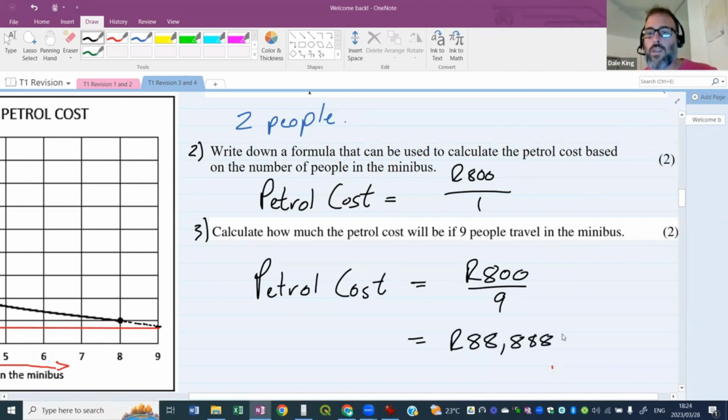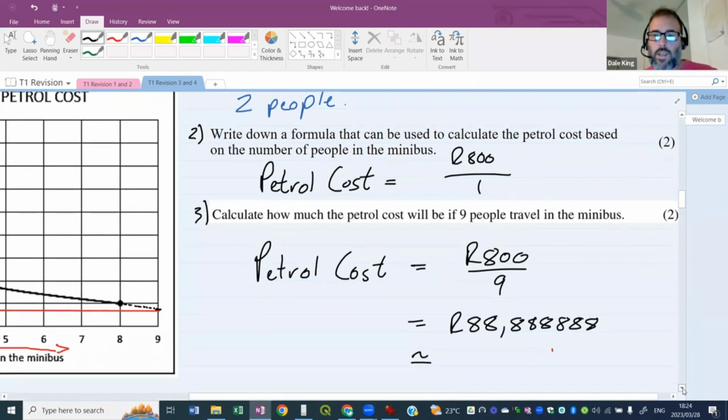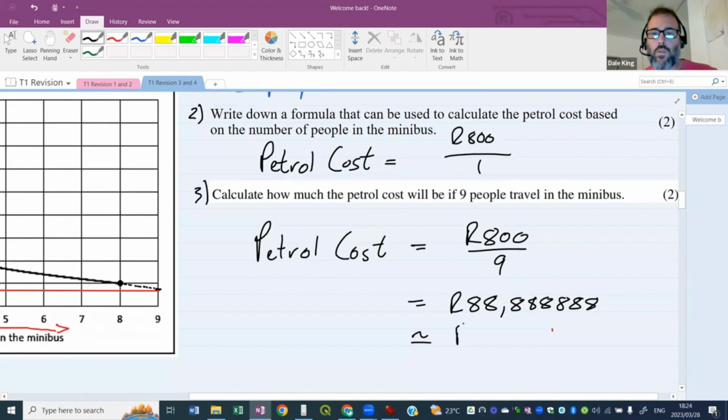Put a whole lot of 8s here. And then I'll show the little funny equal sign that we use to show that we're rounding off. All right, so it's 88,89 Rand. Okay, so comparing my graph estimate, I said 75, and the formula is giving a much more accurate 88,89. Just remember that. Okay, you got to be very careful.